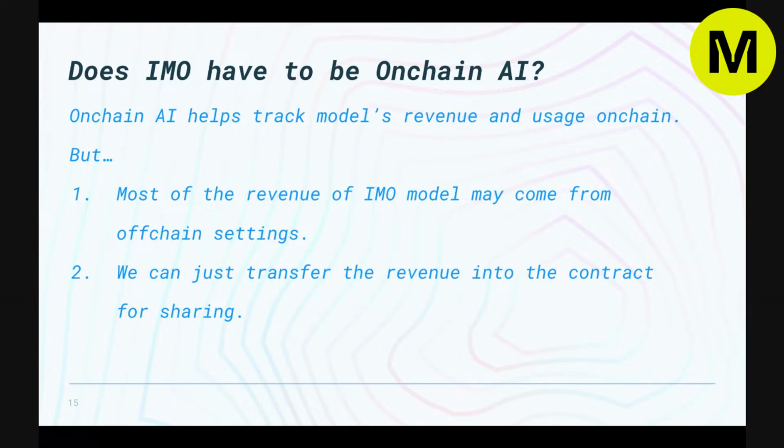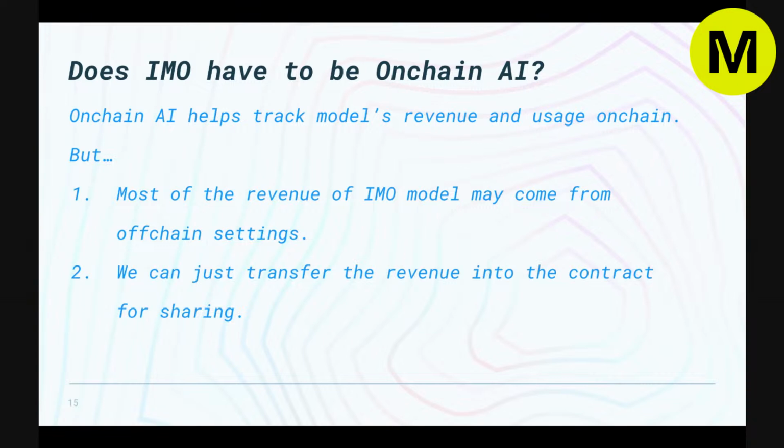you can look more into initial model offering and the models, and choose to build with these models in the very first place if you want to integrate with on-chain AI Oracle and integrate AI into smart contracts. And here's a question: does IMO have to be on-chain AI? Because we want to break down each application and find the most fitting one, or the one that makes the most sense to build with on-chain AI.